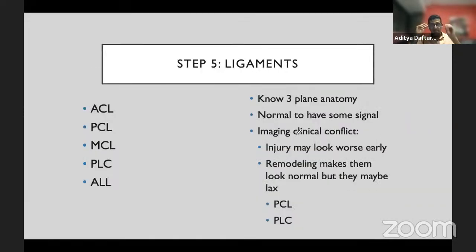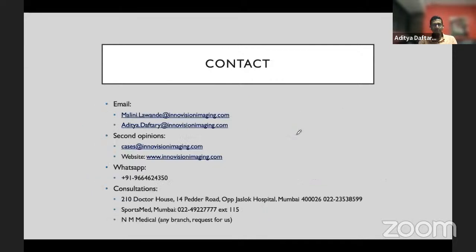So when it comes to the ligaments, what I want to summarize for all of you is to become familiar with the three-plane anatomy. It's normal, especially for the ACL, to have some signal. The PCL tends not to, but sometimes you see the double bundle appearance of the PCL. There is an imaging clinical conflict, and that comes up because some structures remodel well. So when you look at these patients later on, the structures look complete, but there may be residual laxity. And on the other hand, when you look at them early on, then you may overestimate an injury. This is particularly true for the PCL and the posterolateral corner.